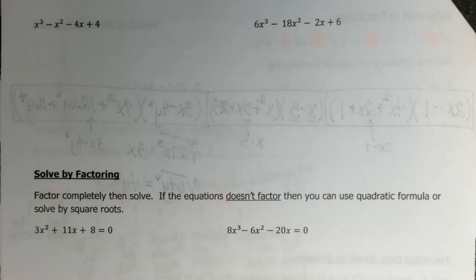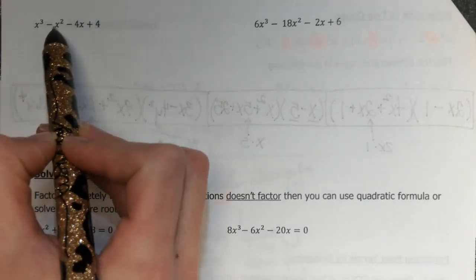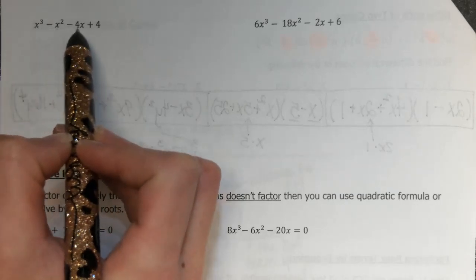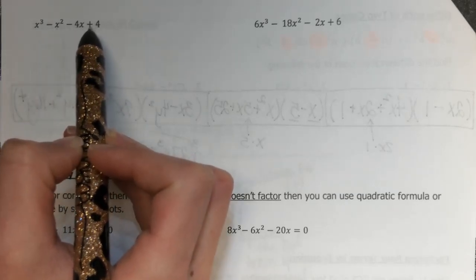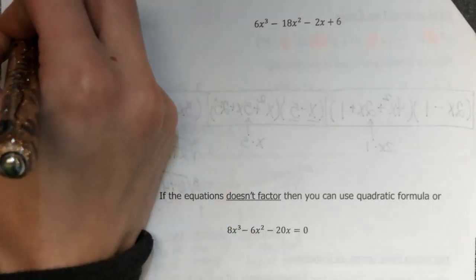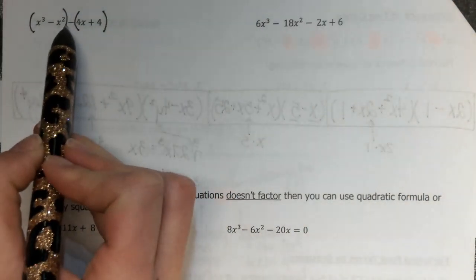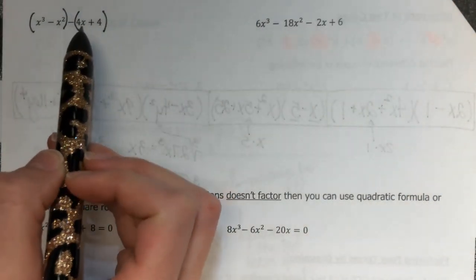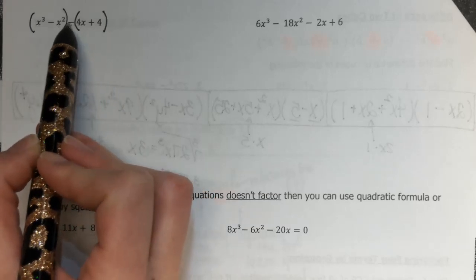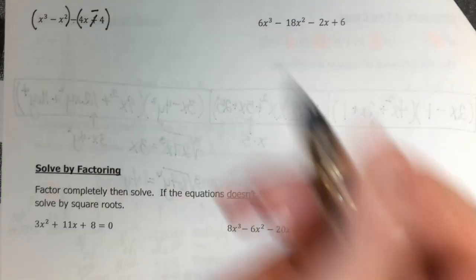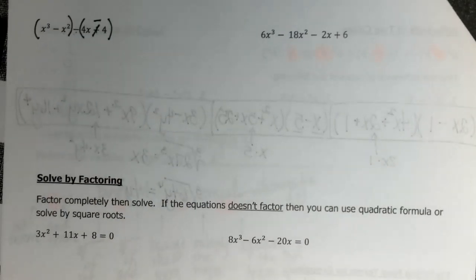X cubed minus x squared minus 4x plus 4. I have 1s as coefficients, so I can't take out a number as my GCF. I have x's in 3 of the 4 terms. I don't have it here, so I can't take that out as a GCF either. So I'm going to group my first two, and I'm going to group my second two. However, I have a minus here. So when you group this, you're really factoring out a -1 to get this negative in the middle. So if you group and you have a minus, you have to change this sign. Whatever the sign is, you have to change it because you had to factor out that negative.